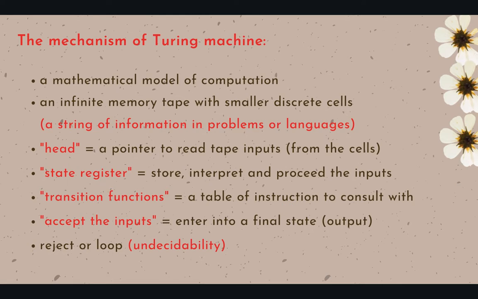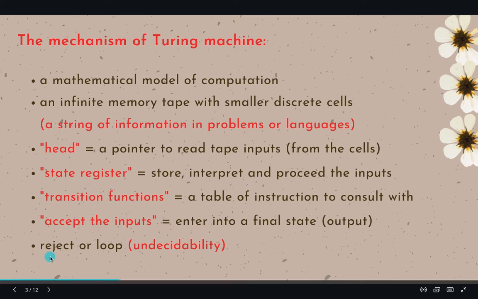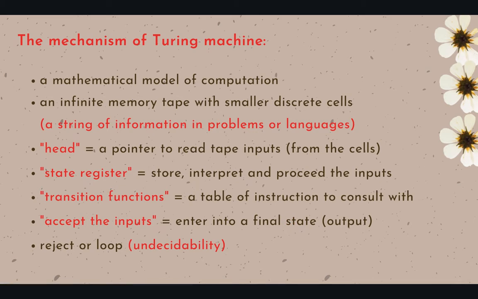Once all the inputs are proceeded, the machine decides the next steps until it accepts the inputs. By accepting the inputs, it means that the process enters into a final state and outputs will be generated. Alternatively, the process will be rejected or it stays in the loop when the information is undecidable.